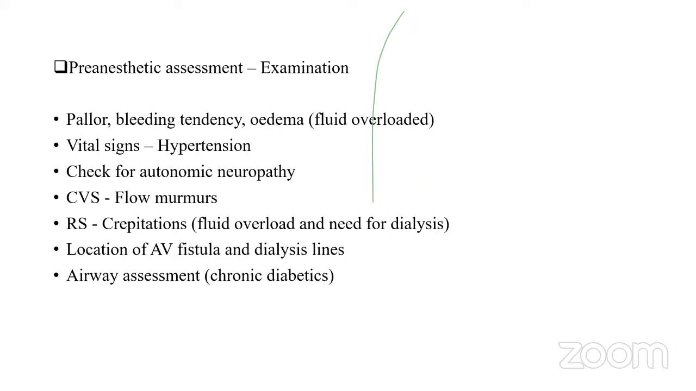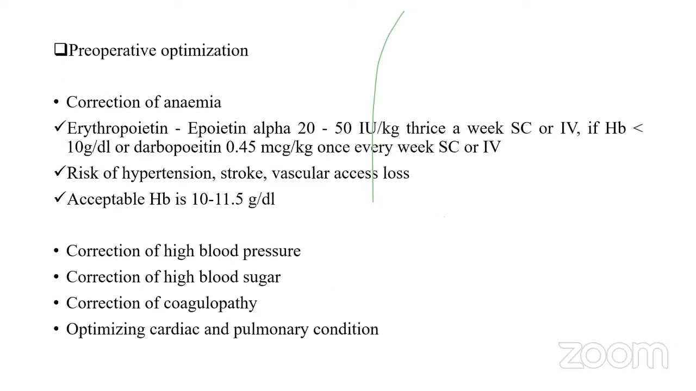Examination. We should look for pallor, bleeding tendency, edema, and vital signs, hypertension. Check for autonomic neuropathy and the cardiovascular system, flow murmurs, and the respiratory system, crepitations, basal crepitations, and location of AV fistula and dialysis lines. And we should assess airway management.